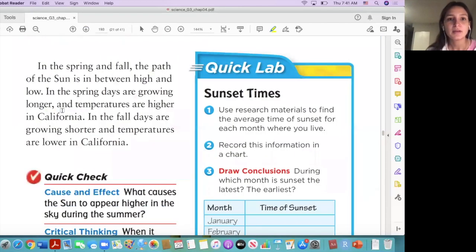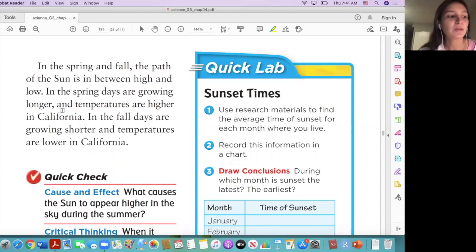Okay. So in the spring and fall, the path of the sun is in between high and low. In the spring, days are growing longer and temperatures are higher in California. In the fall, days are growing shorter and temperatures are lower in California. So this is how we said that the spring and the fall is that time in between, very cold and very hot, and how they change.